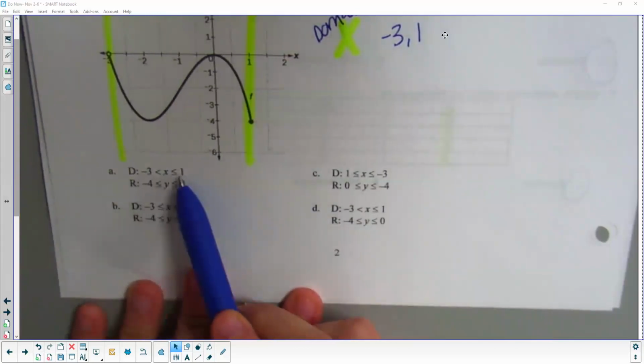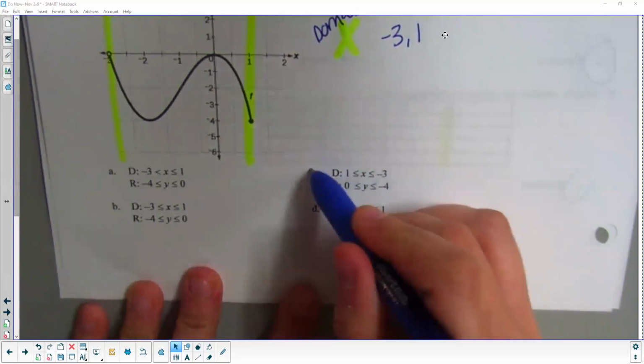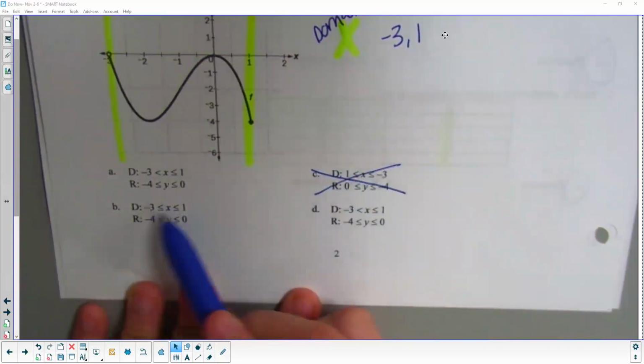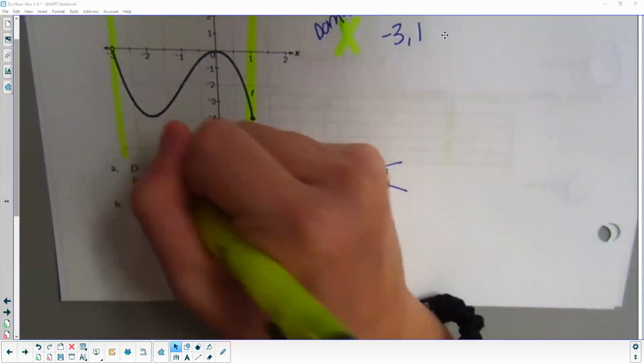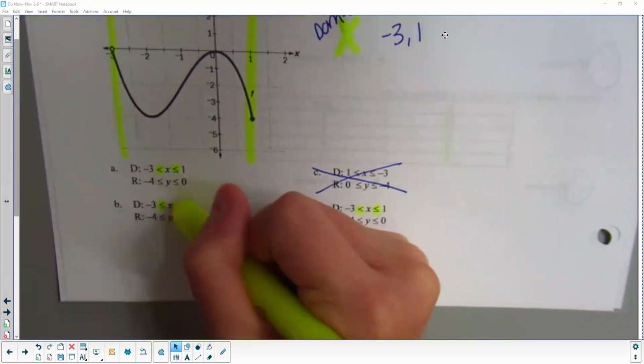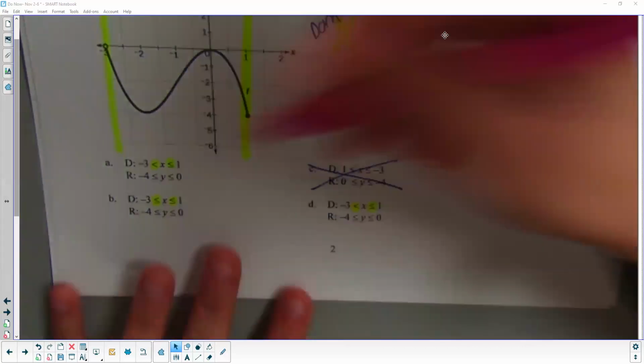This one's -3 to 1. This one's 1 to -3, so that's not going to work. This one's -3 to 1, and then this one's -3 to 1. And if I'm taking a look at the differences between all of them, I am looking at the inequality signs, meaning I need to look at these two signs, and these two signs. Now, what's really going to make a difference here is our hole.